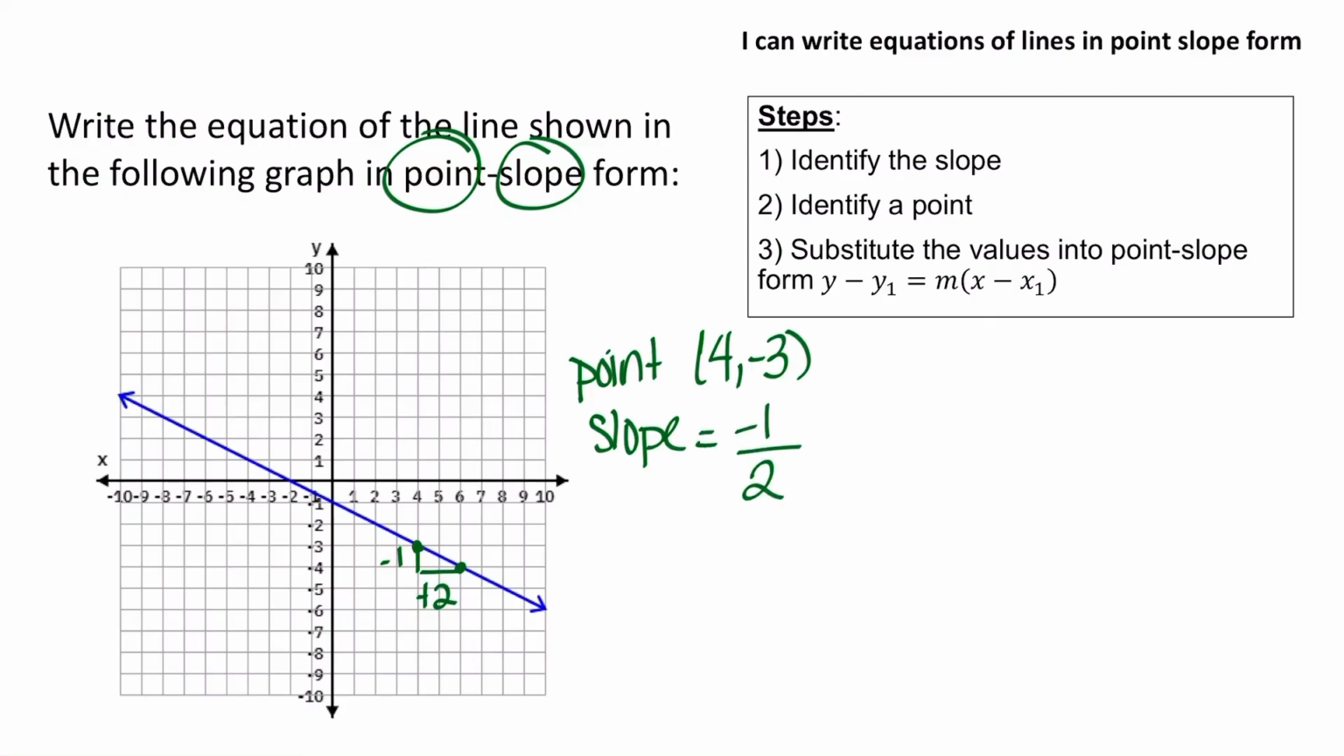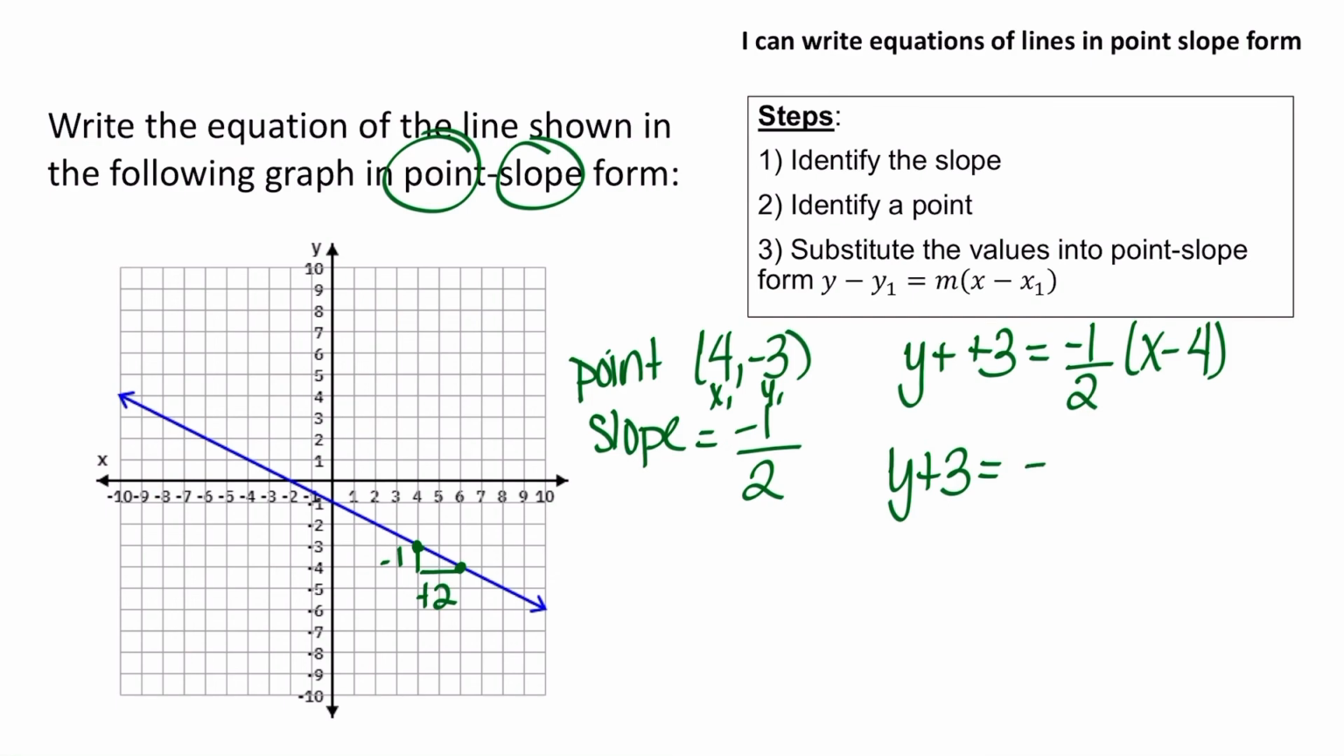So if I plug into point slope form, I get y minus y1, which is negative 3, equals negative 1/2 times x minus 4. So y minus negative 3 is going to turn into plus. So I have y plus 3 equals negative 1/2 times x minus 4.